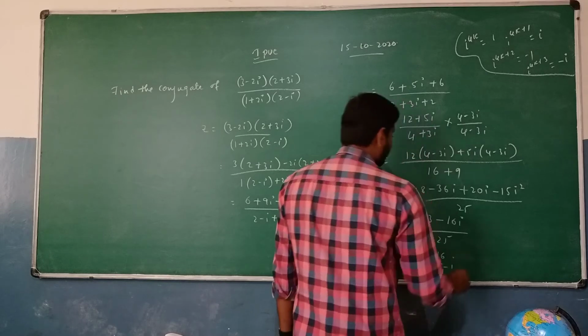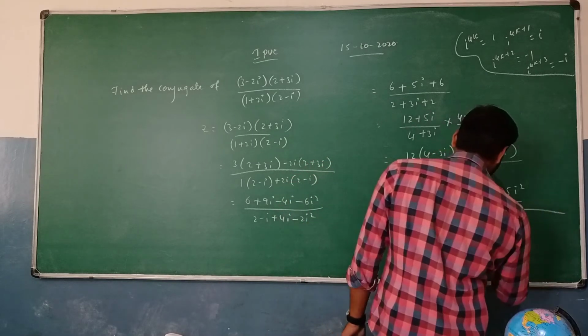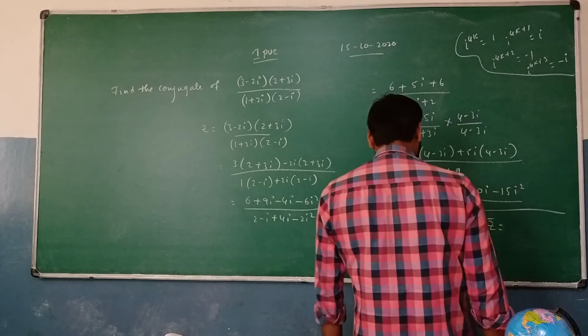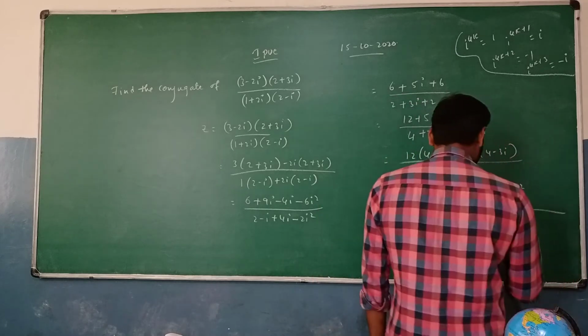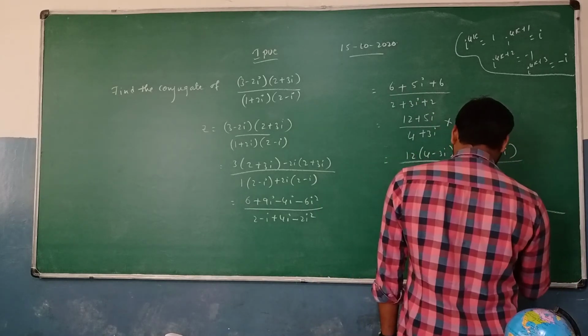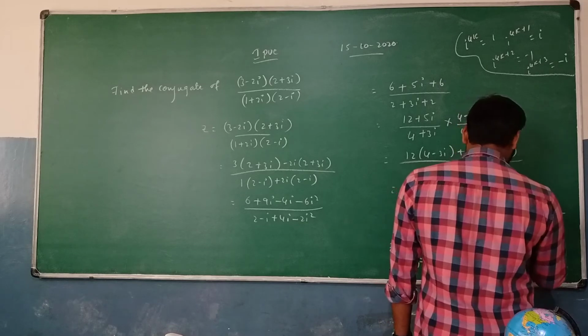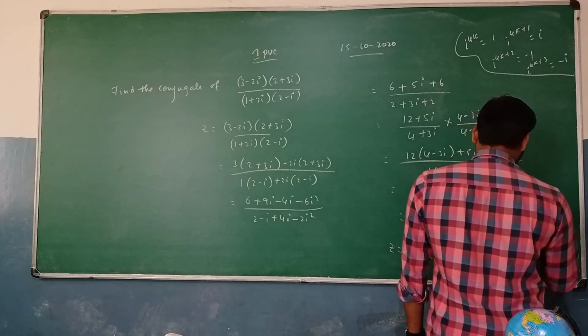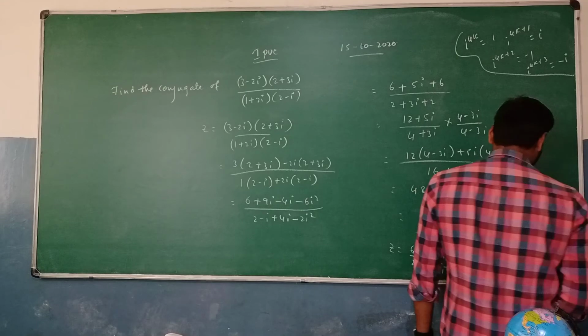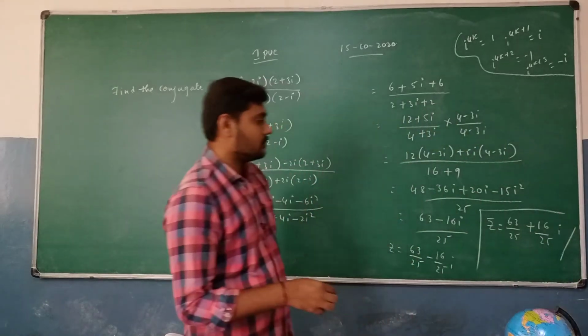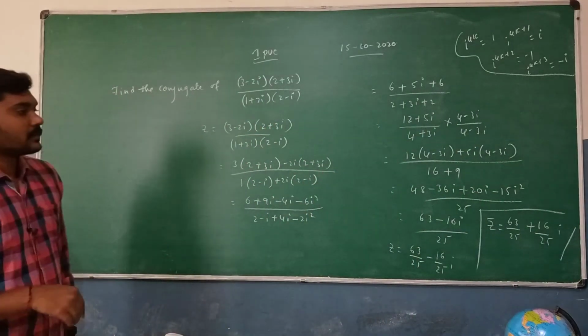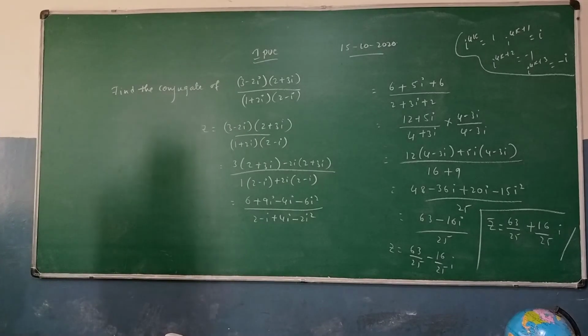So then z bar, the required z bar, is nothing but the conjugate of the complex number. It's going to be expressed in the form of 63 divided by 25 plus 16 divided by 25i.